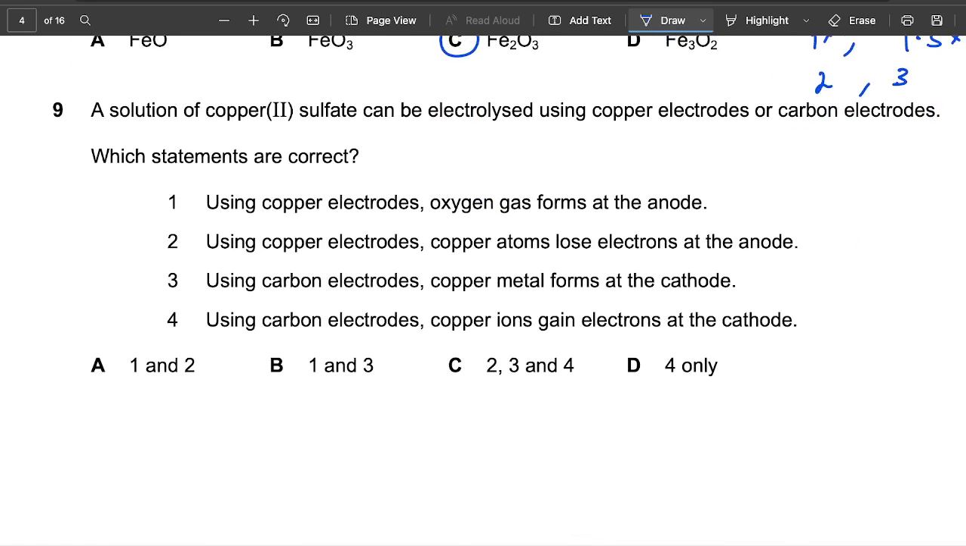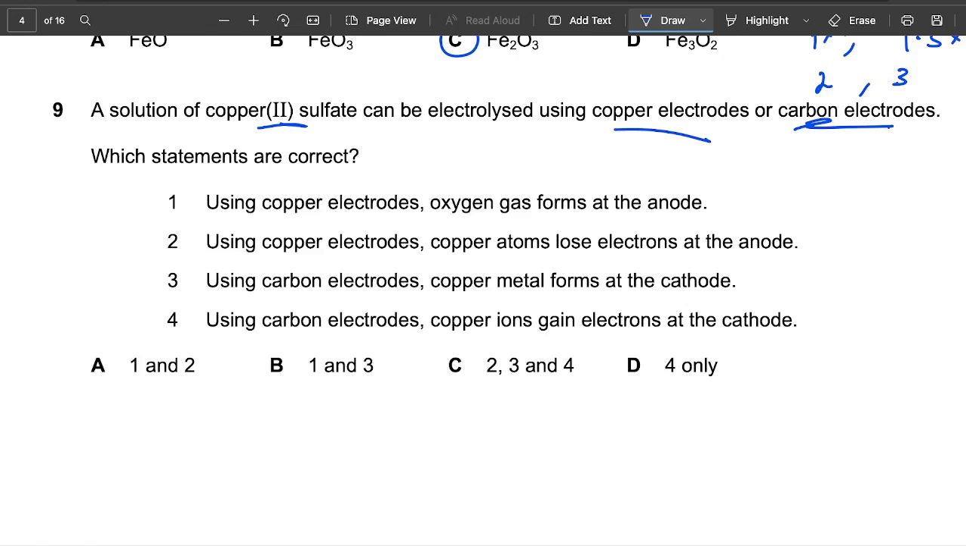Move on to number 9. It says a solution of copper sulfate can be electrolyzed using copper electrodes and carbon electrodes. We can also use graphite electrodes. Usually electrodes are made of carbon and graphite because of their inert nature, and also they conduct electricity. So it says which statements are correct.